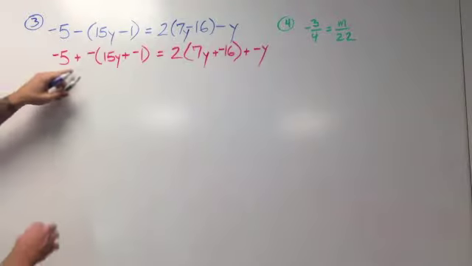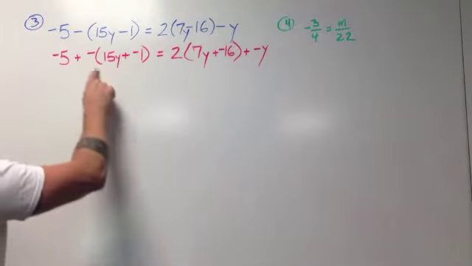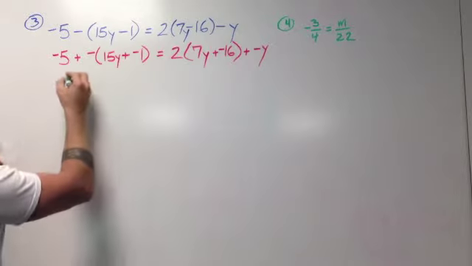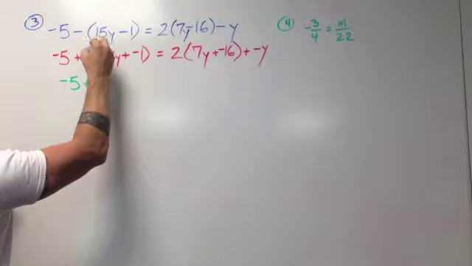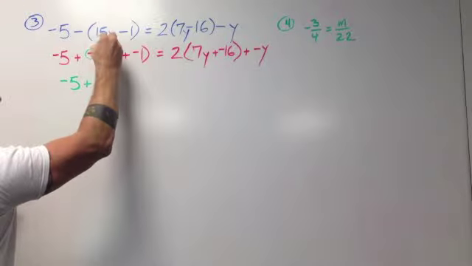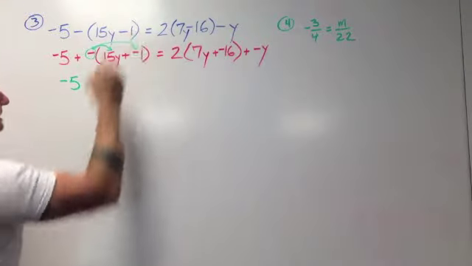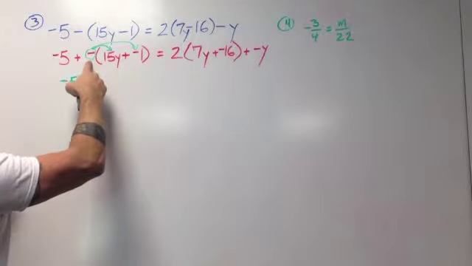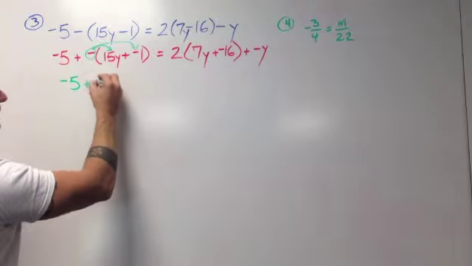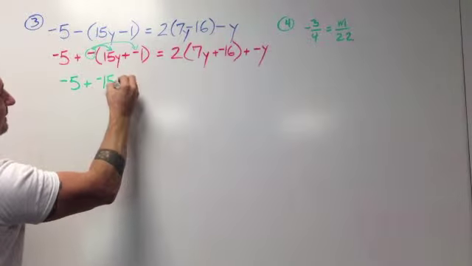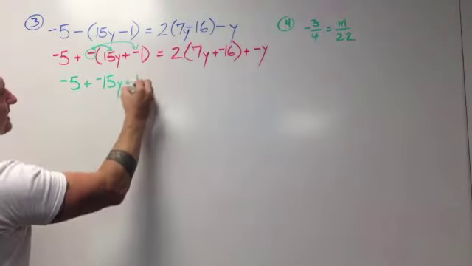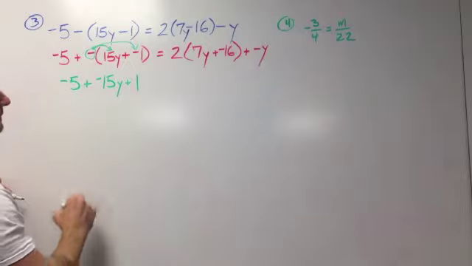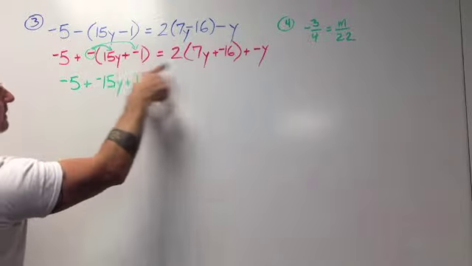I have negative 5 plus the opposite of everything inside here. So I'm going to keep negative 5 plus. Now I'm going to distribute this opposite sign to everything inside. The opposite of 15y is negative 15y. The opposite of negative 1 is positive 1. Notice everything's addition.